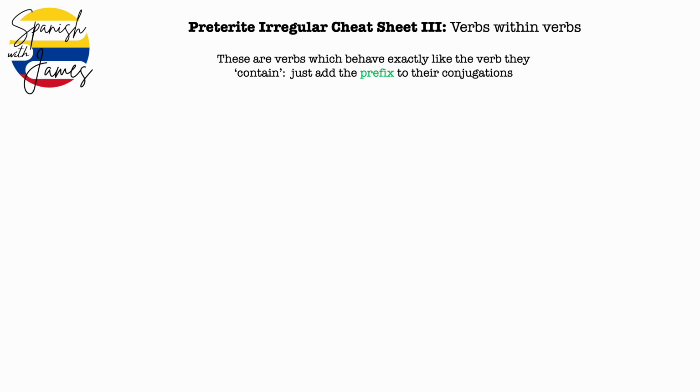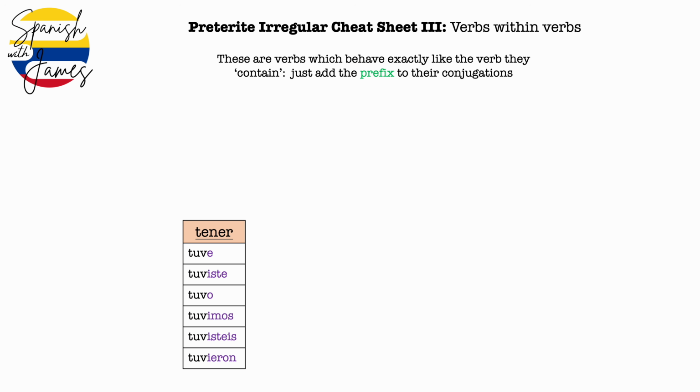And that brings us to the very last preterite cheat sheet. Now the verbs I'm going to show you in a moment are verbs which behave just like the verb they contain. So they're basically verbs that contain another verb, which is one of the ones we've already looked at. If you know the verb tener, and we've looked at this one, so hopefully it makes a bit more sense to you now, if you know these conjugations, there are three other verbs that you also know the conjugations for in the preterite tense. Detener, retener, y contener. So these are the verbs to detain, to retain, and to contain.